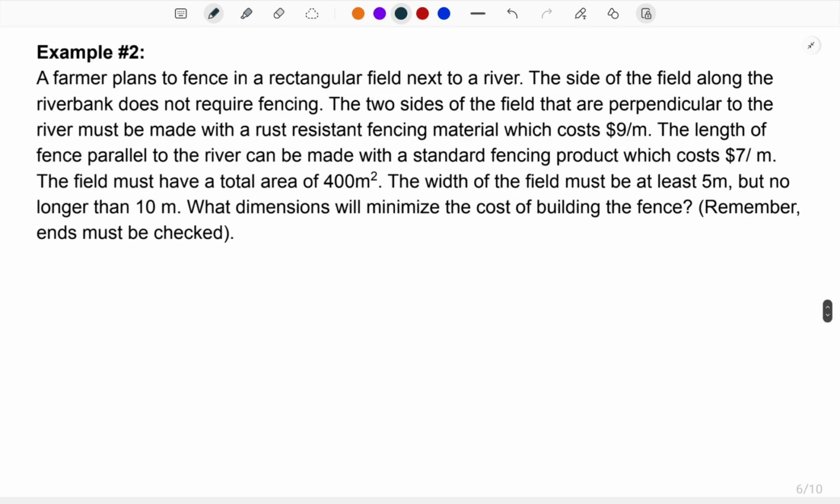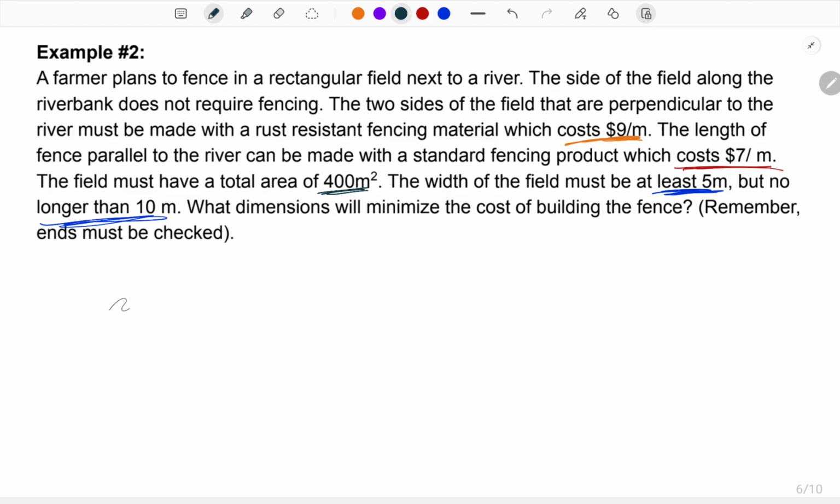All right, let's take a look at this next problem. So we have a farmer who plans to build a fence in a rectangular field next to a river. The side of the field along the riverbank does not require fencing. The two sides of the field that are perpendicular to the river have to have rust-resistant fencing, so that's going to cost $9 per meter. And the length parallel to the river is going to cost $7 a meter. In total, we want the area to be 400 meters squared. So we want to figure out what dimensions will minimize the cost of building the fence, but the width has to be at least 5 meters and no longer than 10 meters.